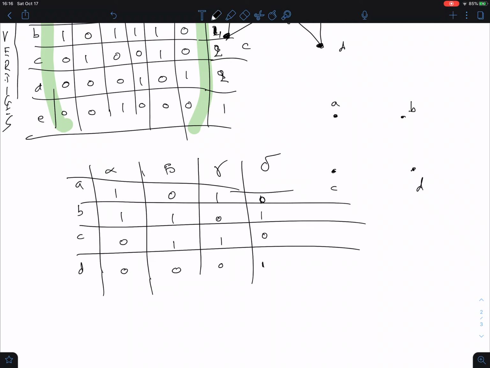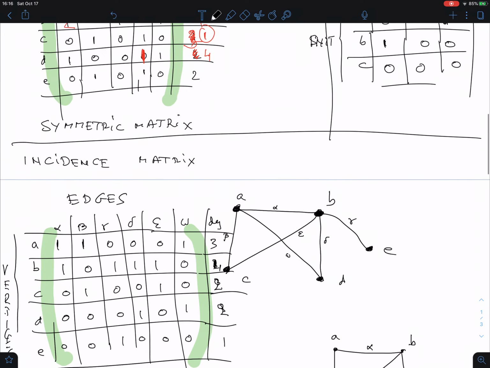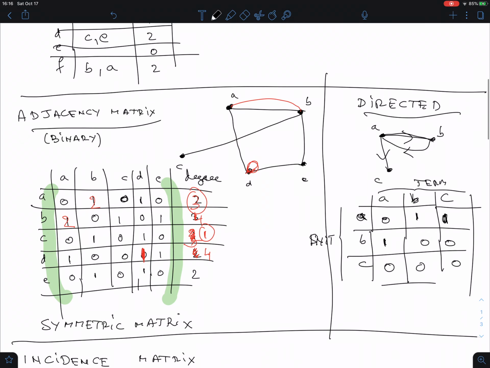I'll do it in this same color. Alpha, this is alpha. What is beta? Beta connects B and C. So this is beta. What is gamma? Gamma connects A and C. Okay, that's gamma. And delta connects B and D. That's delta. So you can reconstruct the graph from the incidence matrix.